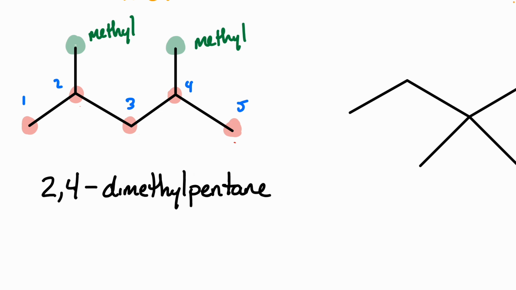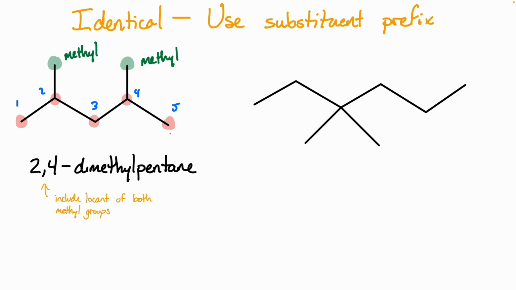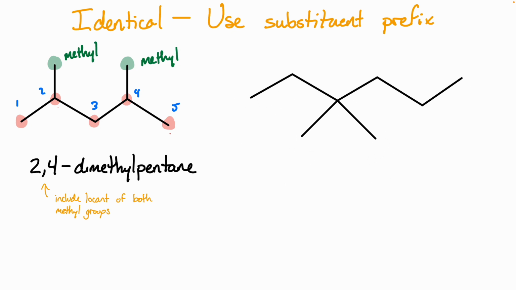Okay, again, we're just going to make a note. We have to include the locant of both methyl groups. Okay, and that is the same regardless of whether they're on the same carbon or different carbons. There needs to be 2 locants in there, 1 for each methyl group. So given that, see if you can name our other example here. All right, and again, you should have 2 locants in your name when you're done.